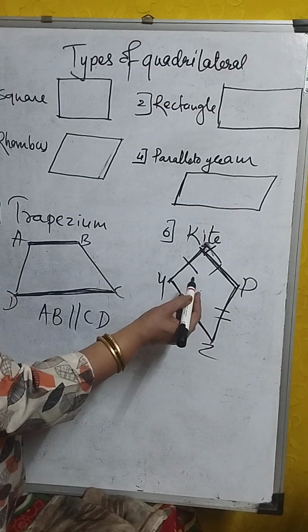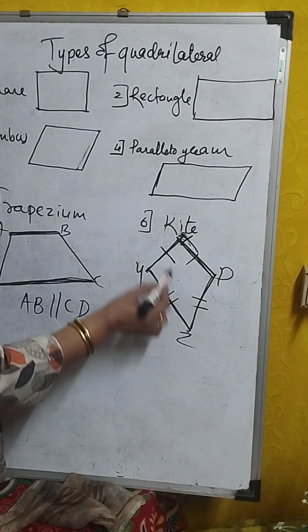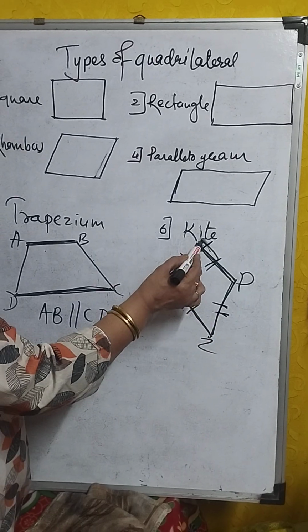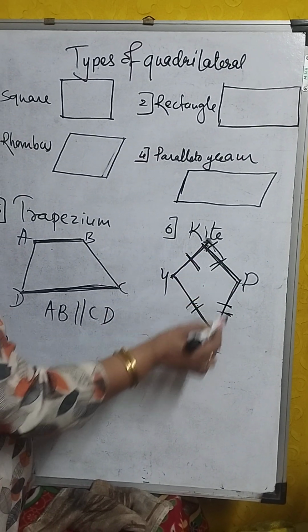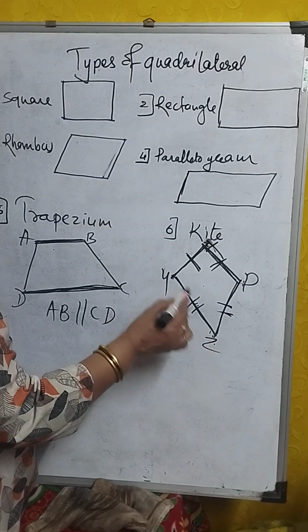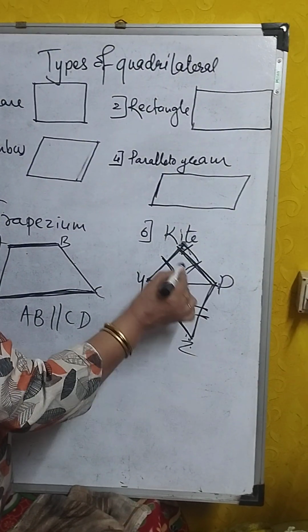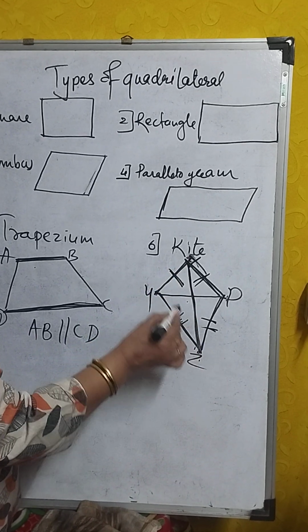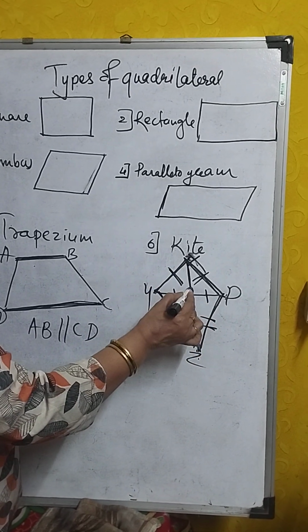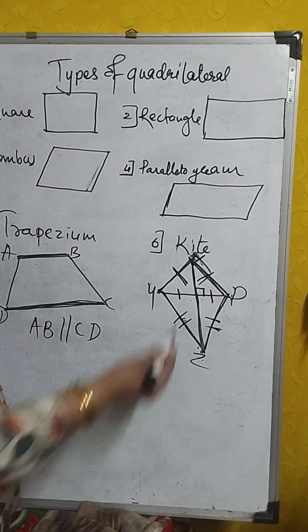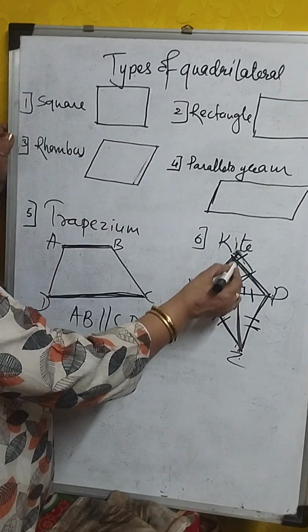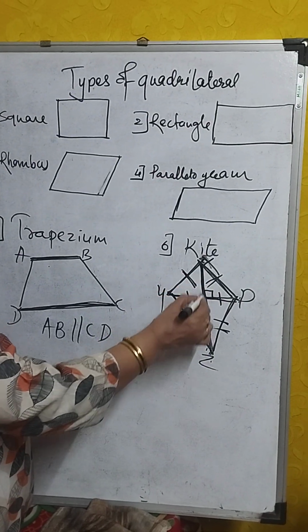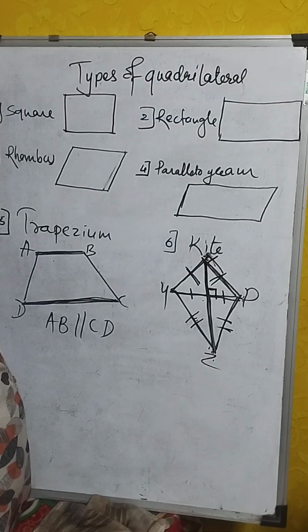Kite, you are well known with a kite. This is a kite. Two pairs of adjacent sides are congruent: XY congruent to XP, YZ congruent to PZ. And one more property is there about diagonals. The larger diagonal is the perpendicular bisector of the smaller diagonal. That is the property of a kite. Is that clear?